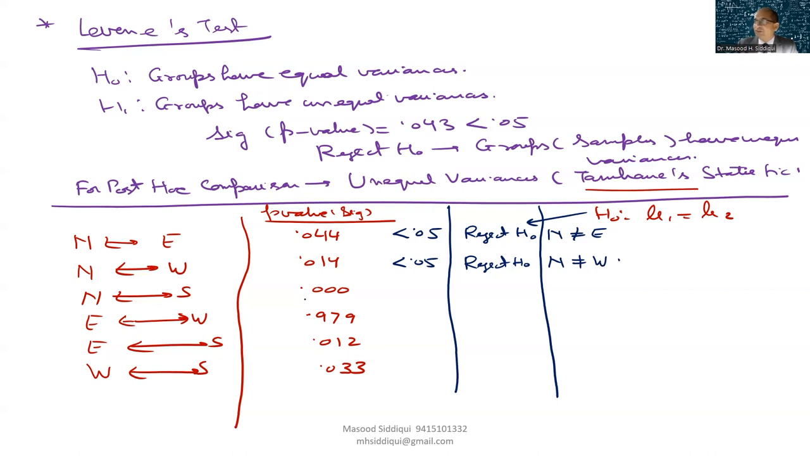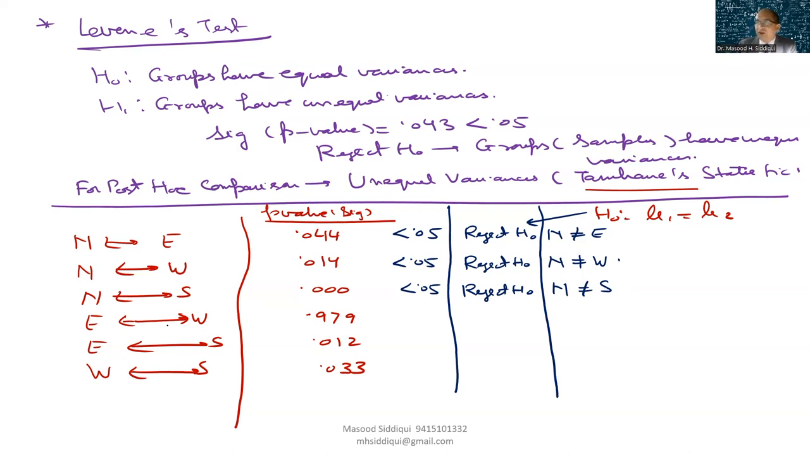Then if we compare northern with southern, again this p-value is less than 0.05. So we would be rejecting H naught, means northern sale is not equal to the southern sale. So as we look at these results, northern is different from eastern, northern is different from western, northern is different from southern. So we can say that northern is standing separately.